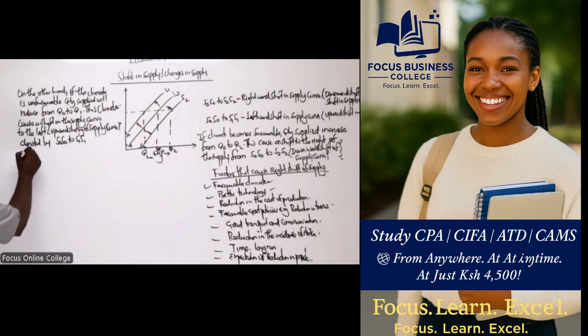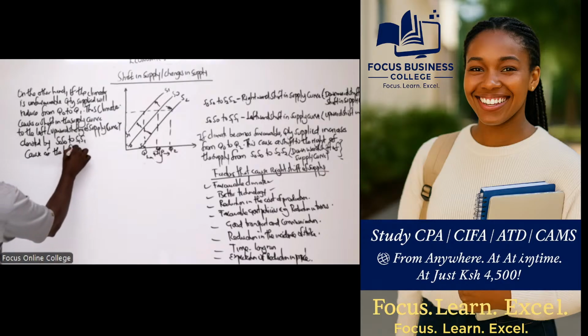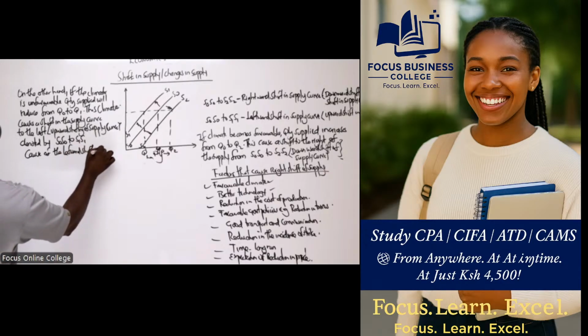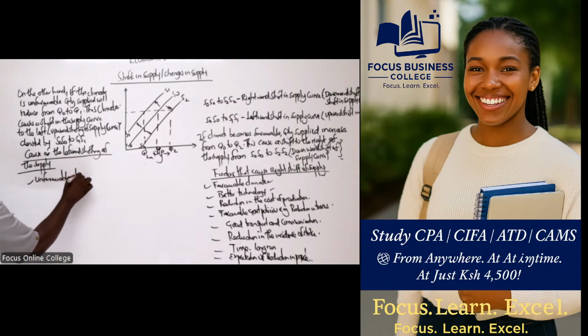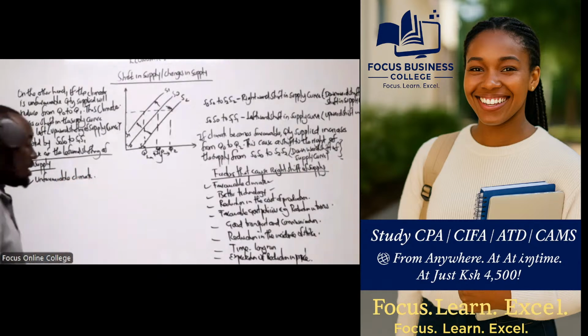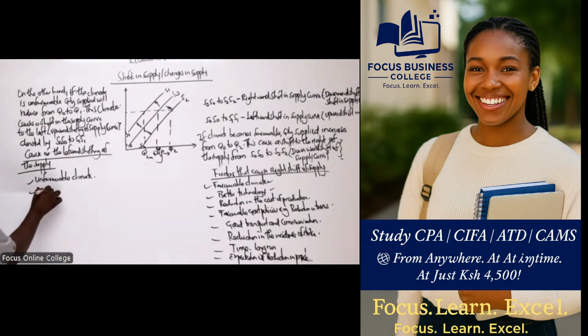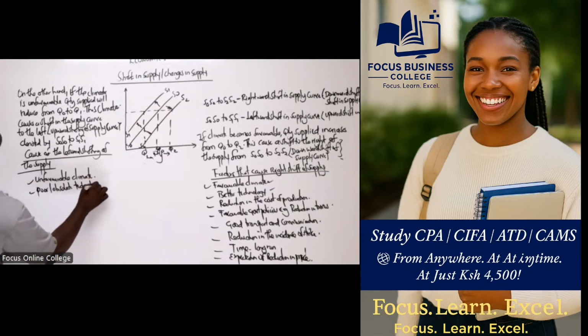So I want to talk about the causes of the leftward shifting of the supply curve. Factors that cause the leftward shifting. One we've already been given, we call it unfavorable climate, number one. Then you can talk about obsolete or poor technology. When you have a bad technology, it results in a reduction in quantity.